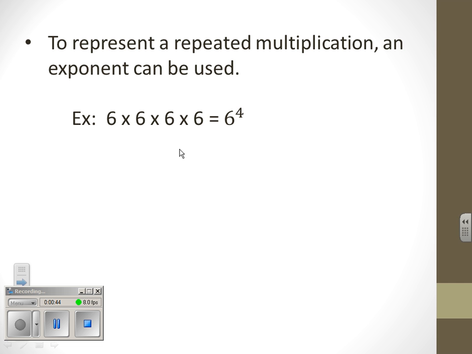So we all know that to represent a repeated multiplication, an exponent can be used. So for example, 6 times 6 times 6 times 6 is represented by 6 to the 4th power. The base is the large number, in this case the 6. The exponent or the power is the 4, and that simply tells you how many of the bases you're going to be multiplying together. All right, so real basic review. That's right back there to about 7th grade.